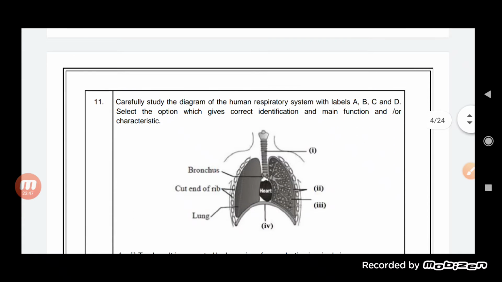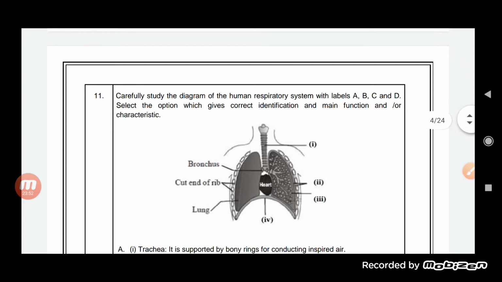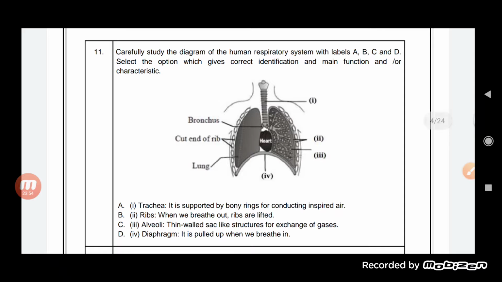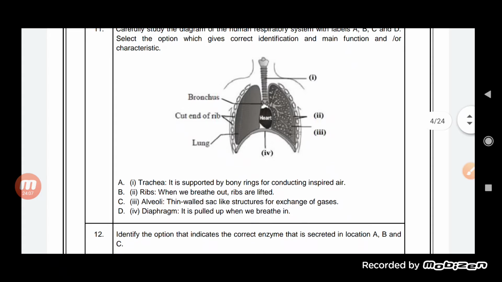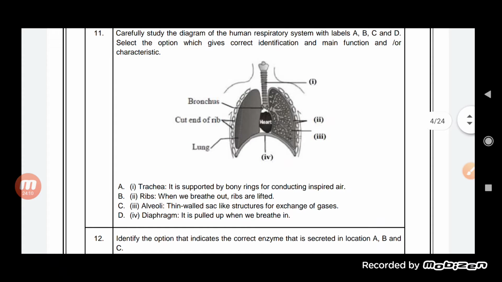Now see here, a diagram is given. Carefully study the diagram of a human respiratory system with labels A, B, C and D. Select the option which gives the correct identification and main function or characteristic. Now let us see here. A, B, C, D, our labeling is already given here. And see which is the correct identification. The first one, trachea. It is supported by bony ridges for conducting inspired air.